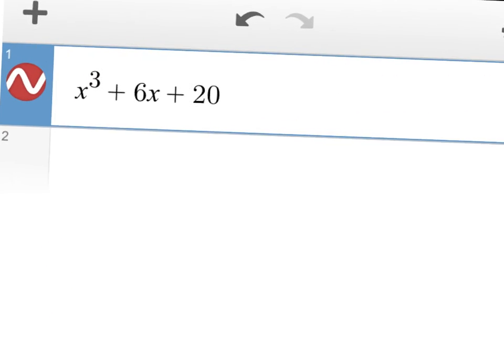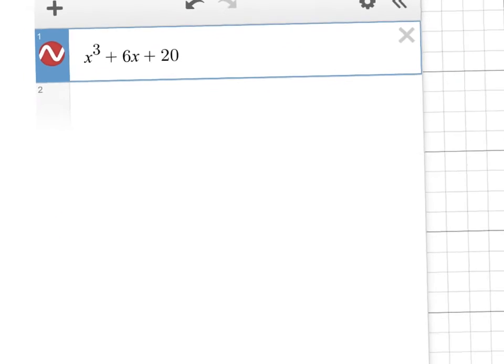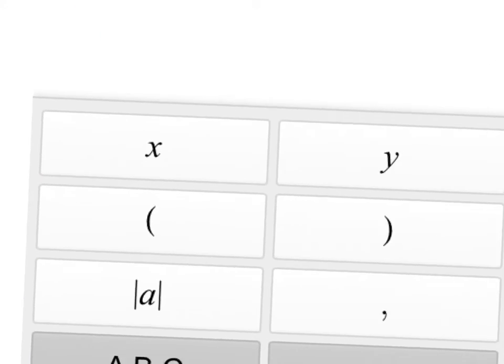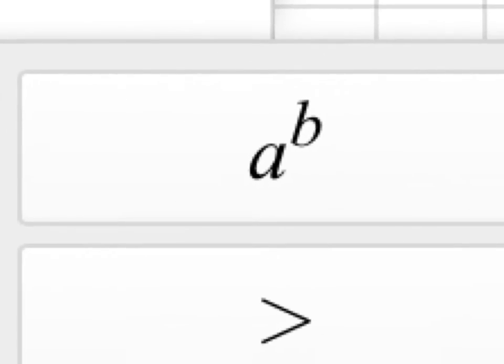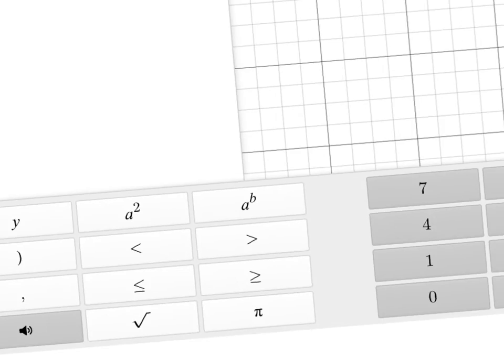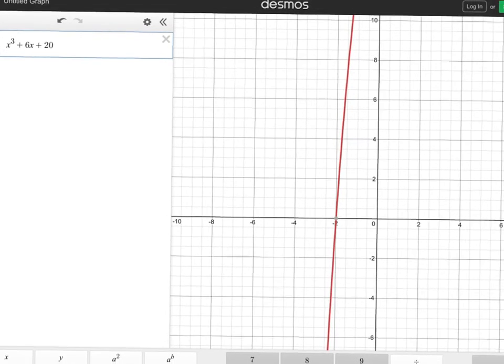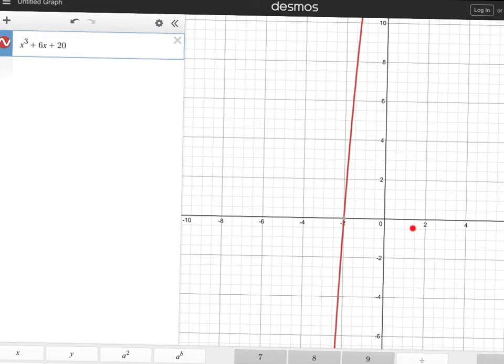So we do have, I typed it in, x to the third, and of course you use your keypad down here. There's your variable x. If you want to type a power, just hit that button and then type in the 3. And of course you have your numbers over here and your math symbols. So you won't even see the entire graph unless you zoom out of this thing. Then you could see the snake-like curve.